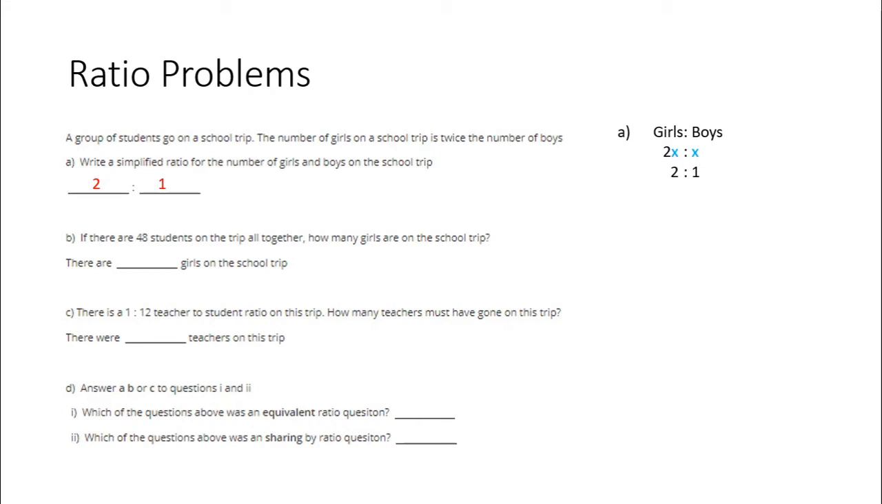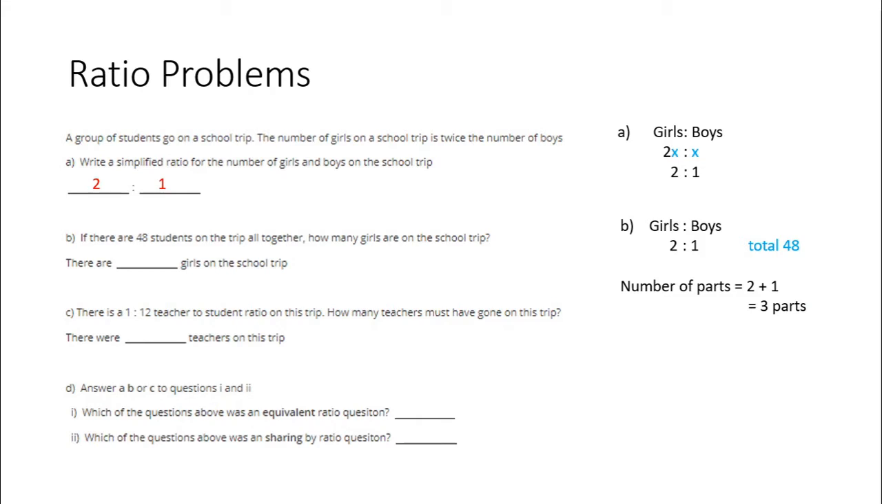If there are 48 students on the trip altogether, how many girls are on the trip? Okay, we started out with the ratio girls to boys, which was 2 to 1, and we were told another number. That other number was the total number. It was not a number of boys or a number of girls. It was the total number of students on the trip, which needs to be split out into boys and girls. So this is a sharing by ratios question. First thing we need to do is decide how many parts do I need to split this 48 into. And it's not into 2 parts, not equally girls and boys. There are 2 parts for the girls, 1 part for the boys. Together that makes 3 parts altogether.